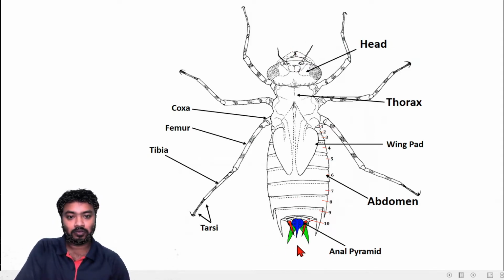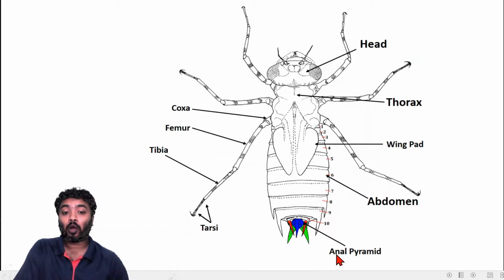Here you see this is the anal pyramid, the whole part, and the central one, the blue one, is known as the epiproct, a single epiproct. The red ones on both sides are known as cerci, singular cercus, plural cerci, and the green, these two, are known as paraprocts. So epiproct, paraprocts, and the red ones are cerci.